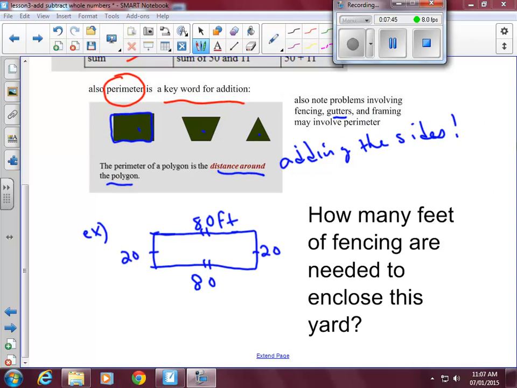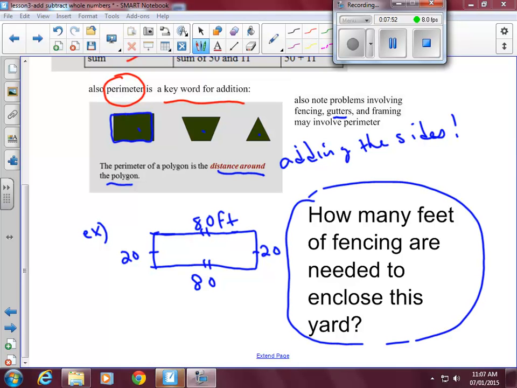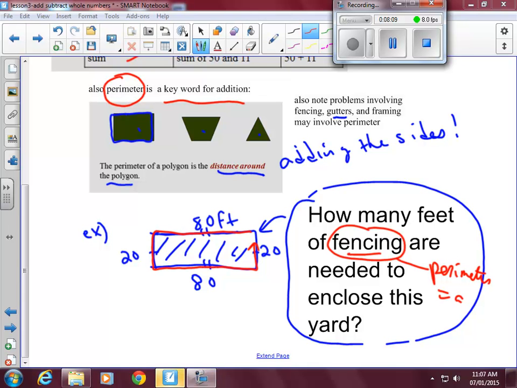So I just cooked up a classic example of how something might be worded. This example here: how many feet of fencing are needed to enclose this yard here, right? This rectangular yard. But keyword enclose and keyword fencing. So we're not looking for the interior space. We're looking to go out around, right? Fencing, keyword for perimeter, which is a keyword for add, right? Add the sides. So 80 plus 80 plus 20 plus 20.